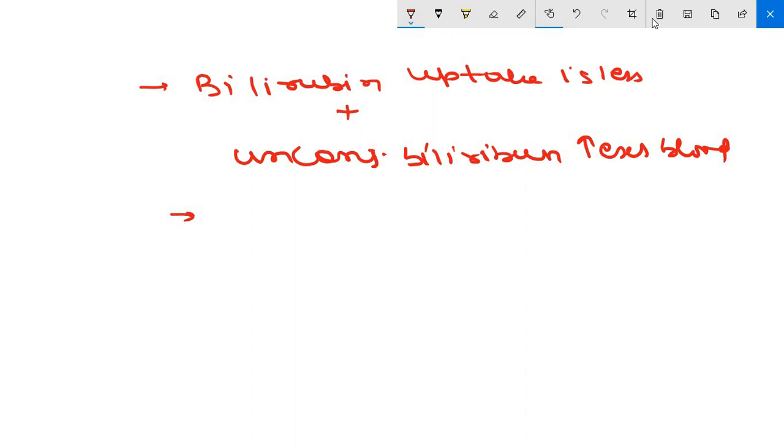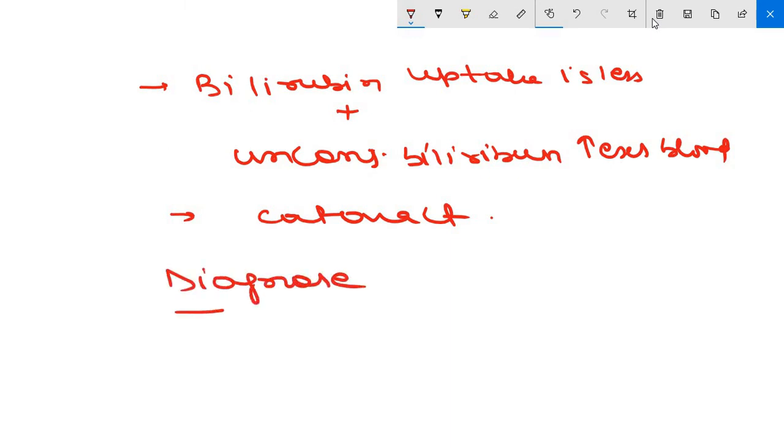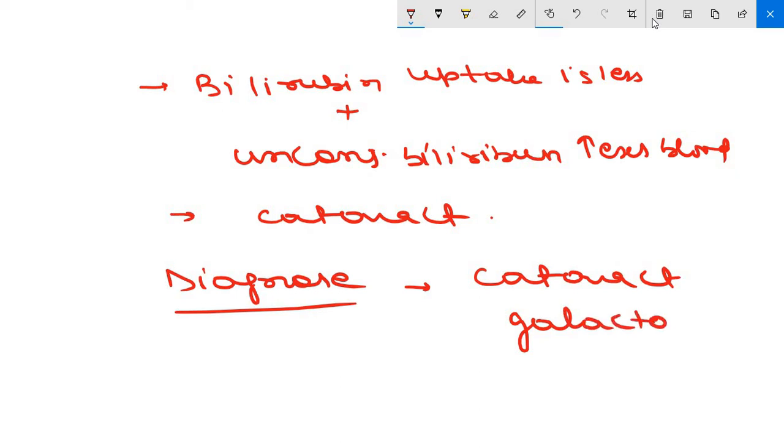Clear? Sometimes cataract can also happen in galactosemia. Aminoaciduria is also a feature of galactosemia. Now coming to the diagnosis: how will you diagnose? The diagnostic features are congenital cataract, presence of galactose in the urine, as well as elevated blood galactose level.